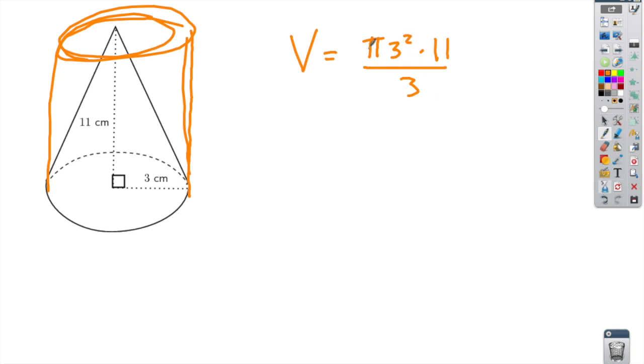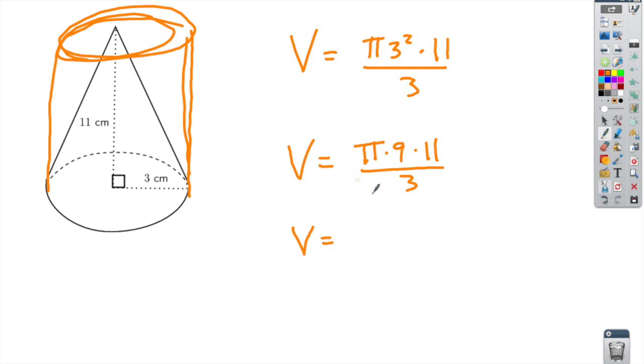All right, so pi r squared times the height divided by 3. So just be careful your order of operations here. All this is multiplication and division except for this part, which is an exponent. So let's take care of that first. So let's do pi times 9 times 11 divided by 3.